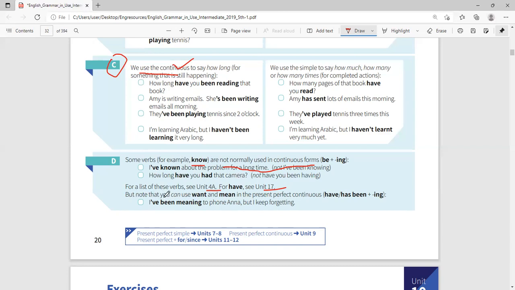But note that you can use "want" and "mean" in present perfect continuous. When I say "want", it means planning. I have been wanting to call you. Also, I have been meaning to call you. When you say "I have been meaning", it's like planning. I have been planning to do what? To phone Anna, but I keep forgetting. So that is the key thing.